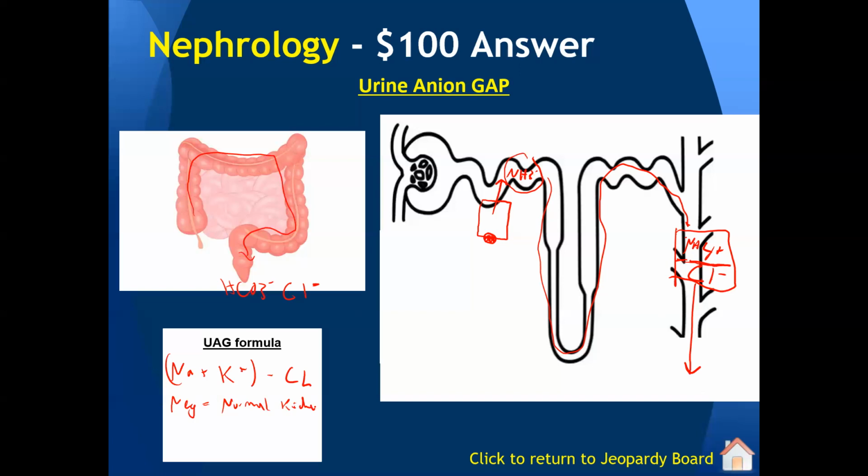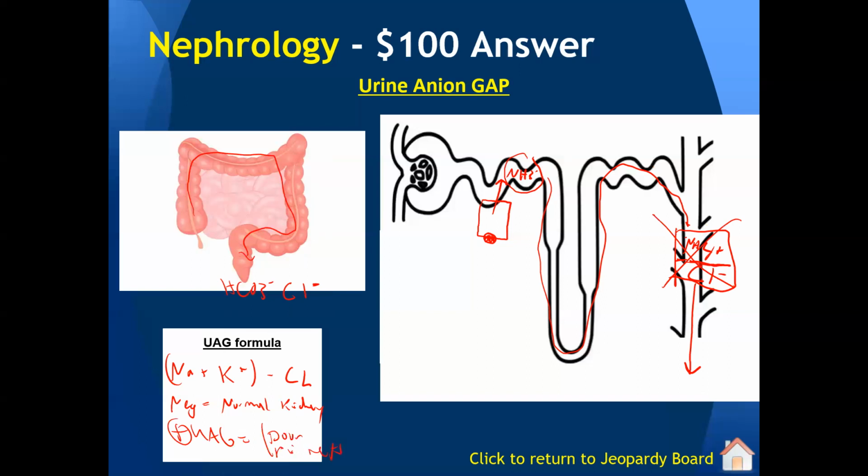And then when you think about an RTA, the whole problem with an RTA is that they cannot secrete H+ in their urine. They can't secrete H+. They don't turn this NH3 to NH4+, so they don't secrete any chloride. So if they're going to have a positive urine anion gap, that means basically that their kidneys are bad. So positive equals, I don't know, 4 kidneys.